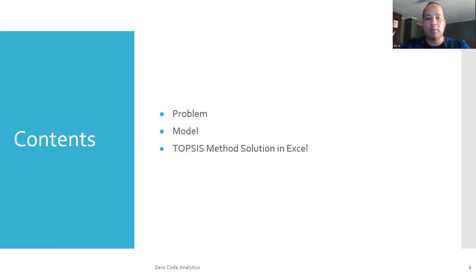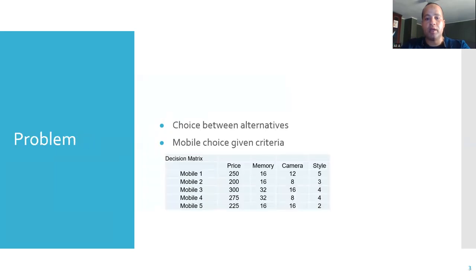In this lesson, we will cover a more complex qualitative prescriptive analytics tool. We will first provide a problem, model it, and solve it using the TOPSIS method. The problem at hand is the choice between different decisions. We will use the decision to choose a mobile as our case.